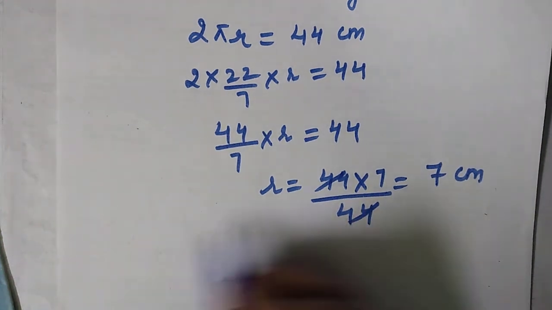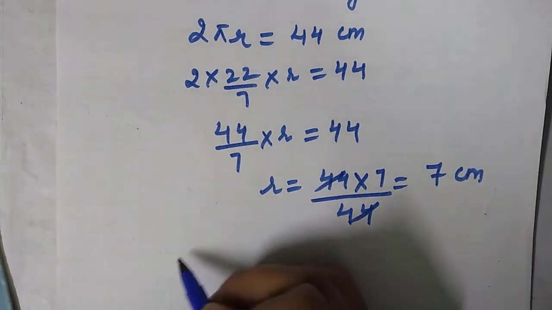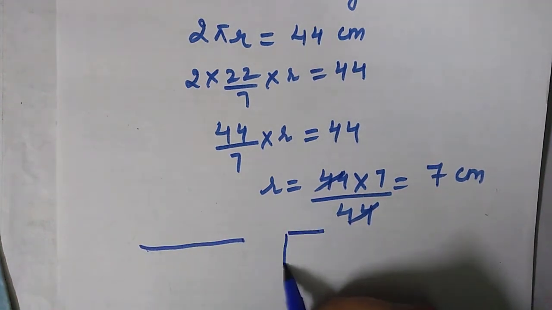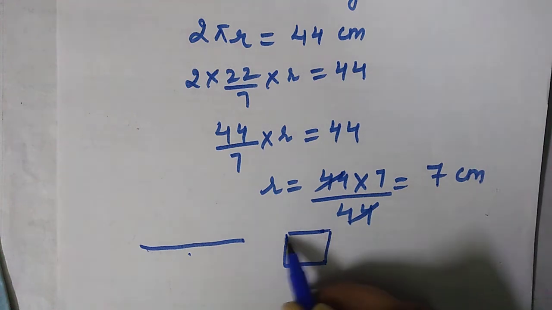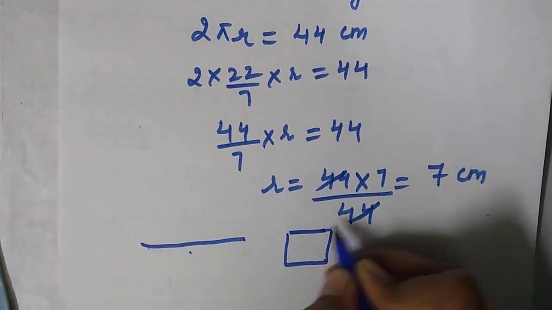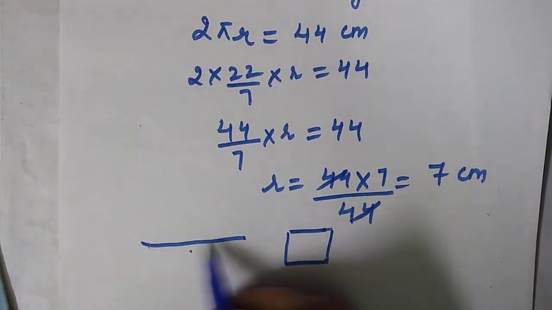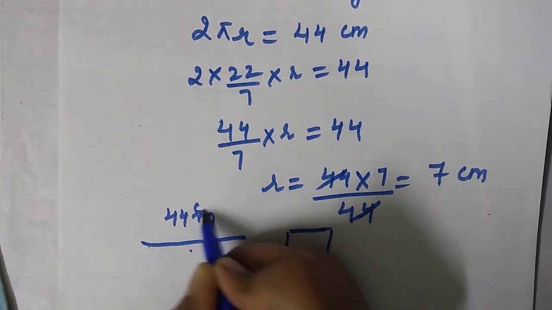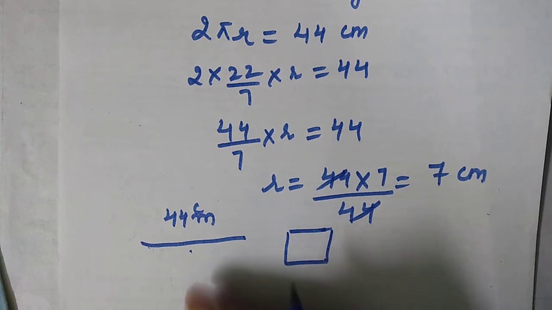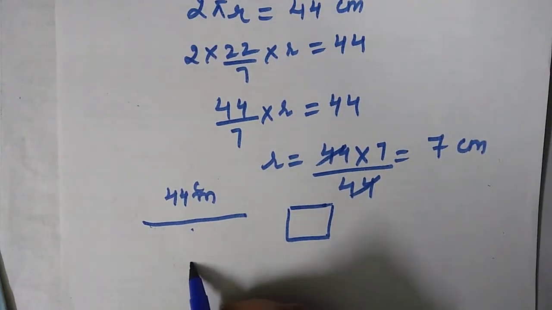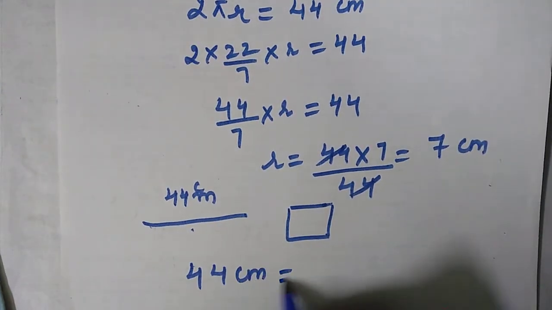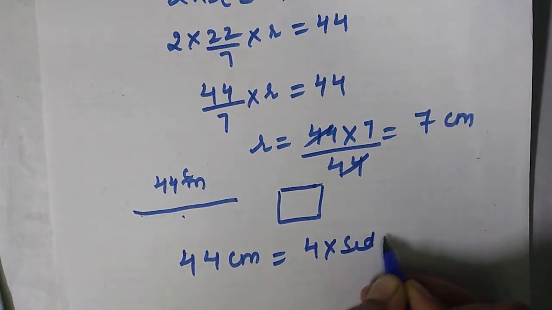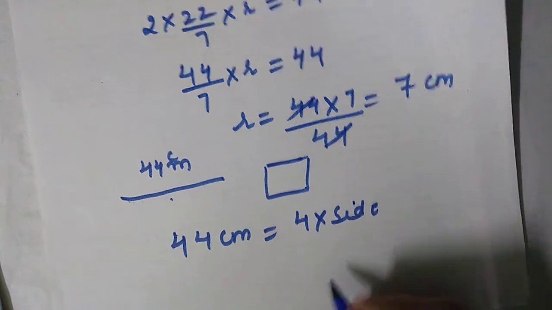Okay. Now the same wire is bent in the shape of a square. We know that each side of the square is equal, and the length of the wire again is 44 centimeter, because the same wire they are using. So this 44 centimeter is equal to the perimeter of the square, that is equal to 4 into side. You need to find the side.